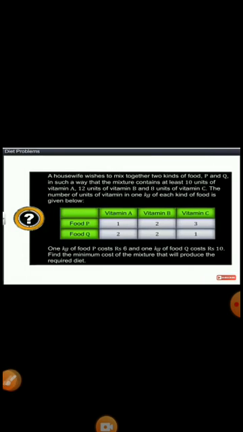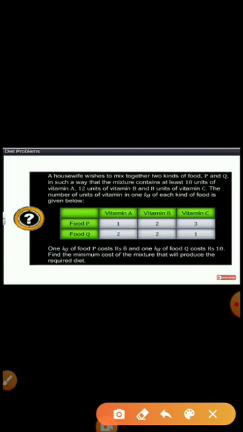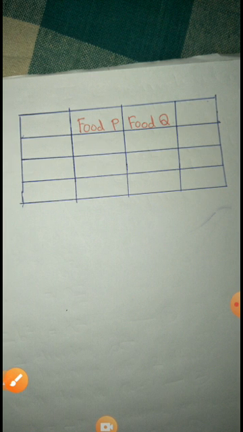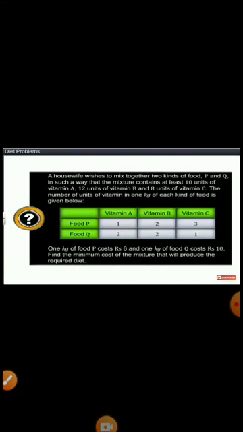Okay, so we'll see the first question. The question is, a housewife wishes to mix two different kinds of food. Now here she is going to mix two different kinds of food, that is P and Q. That means she mixes two different kinds. So I can write that column wise. What she is going to mix, that is food P and food Q. Clear?